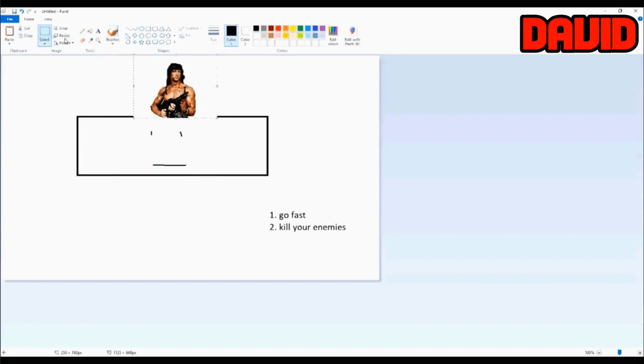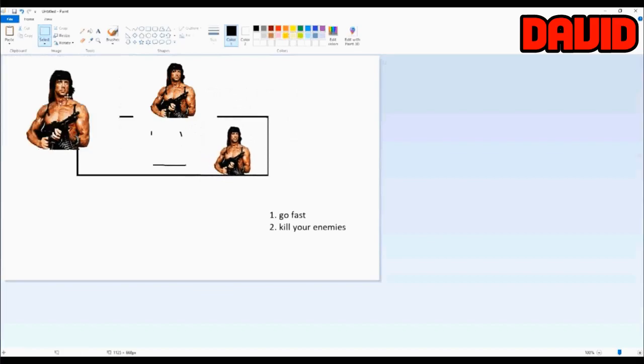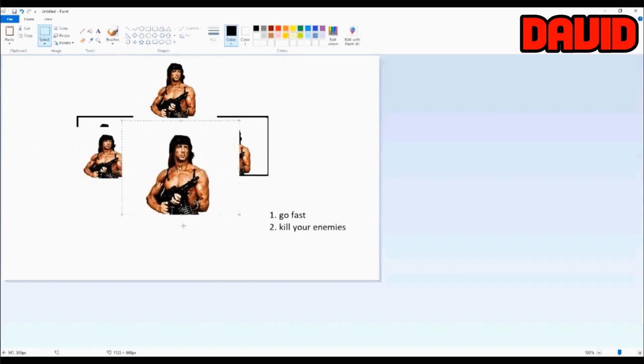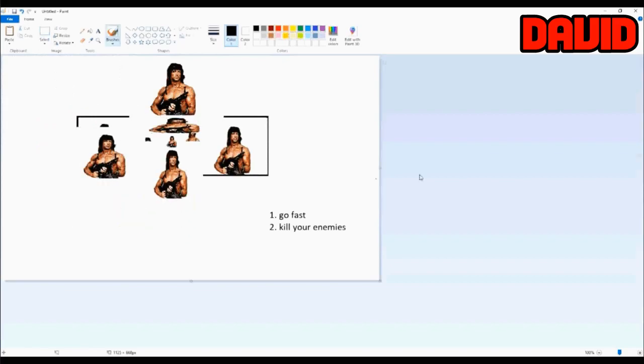Oh my god. There could be an infinite amount of Rambos in here. Just seeing Rambo just pop up on the screen was too much. That's too much for me to handle. I think we're done. Hang on. Now hang on. Give me a minute here. So. Oh!